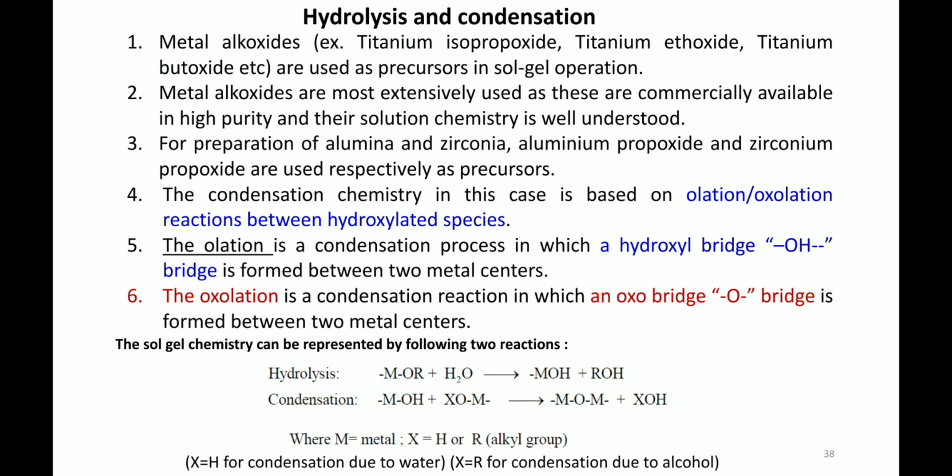In case of oxolation, it is also a condensation reaction in which an oxo bridge, oxo meaning based on oxygen, an O bridge, is formed between two metal centers. So in the olation case, the two metal centers come together with a hydroxyl group bridge, that is OH. And in case of oxolation, the bridge is oxygen.